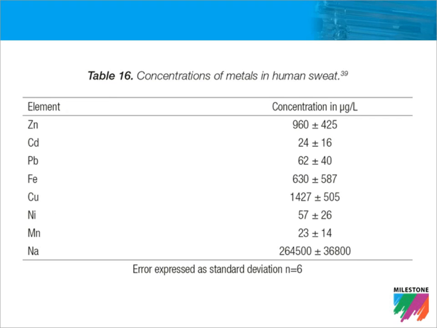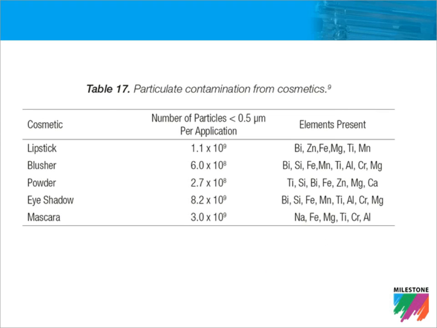For example, think about the high concentrations of metals in human sweat, such as zinc, copper, and sodium, as we can see in this table. It is also known that we may add contaminants depending on products we are using, such as lipstick, powder, eyeshadow, and so on. As expected, any experimental detail affects the determination of trace elements.